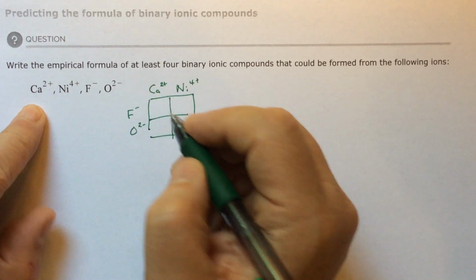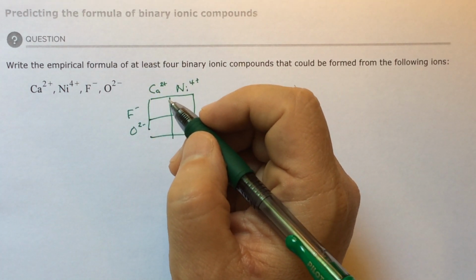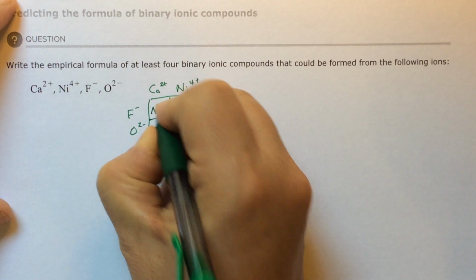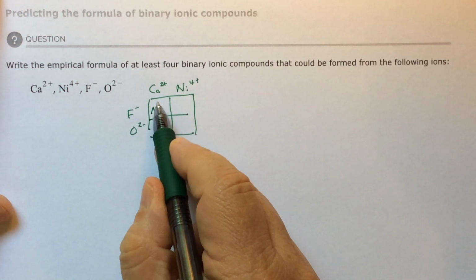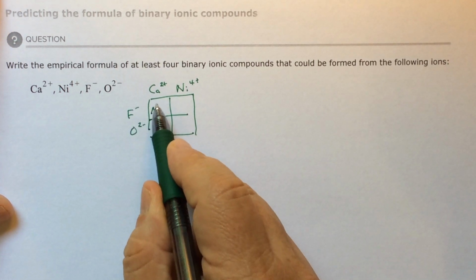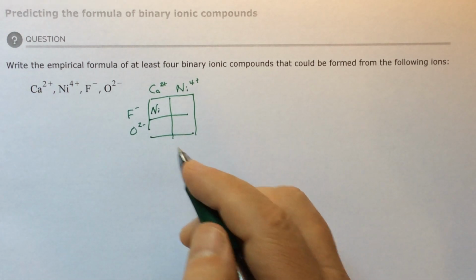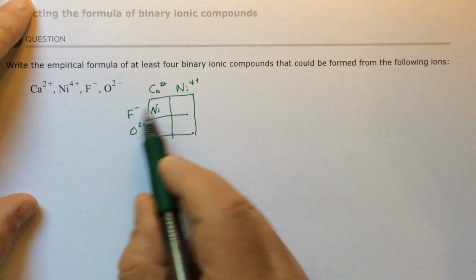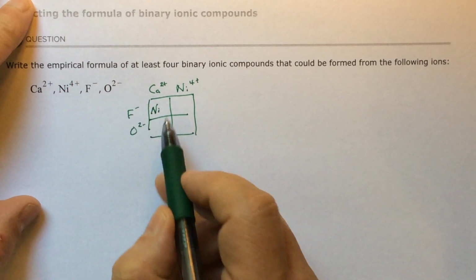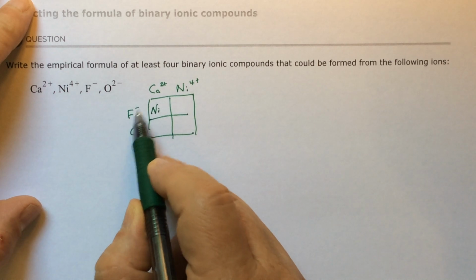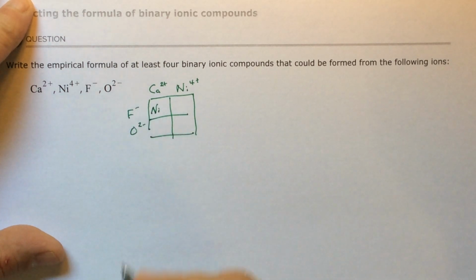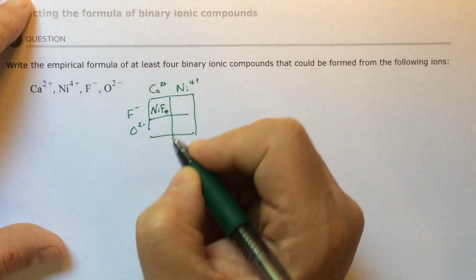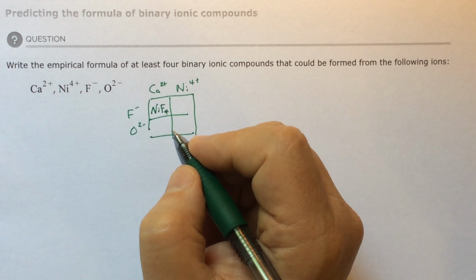So I'm just going to write the nickel, but I'm not going to write the 4+. I'm just going to keep that in my head. So I'm going to write nickel. Now in my head I know that that's 4+, and I have 4 positives. Every compound is going to be neutral. So if this is 4, I'm going to need 4 negatives to balance with those 4 positives. I need 4 negatives. They're all -1, so I need 4 of these. So I'm going to put the F and a subscript 4.